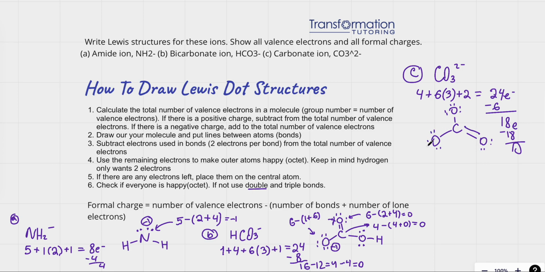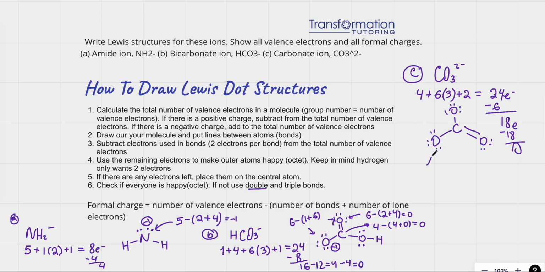1, 2, 3, 4, 5, 6, 7, 8. This oxygen is happy. So is this one. 1, 2, 3, 4, 5, 6, 7, 8. Oxygen happy. 1, 2, 3, 4, 5, 6, 7, 8. So everyone is happy now. And what we have to do is we have to do the formal charges now.